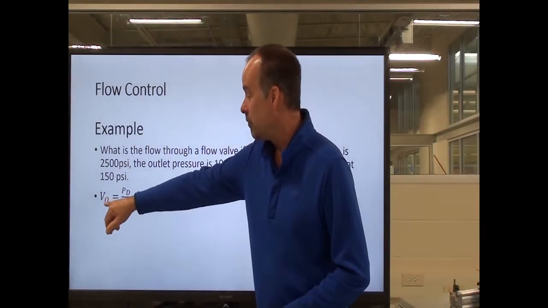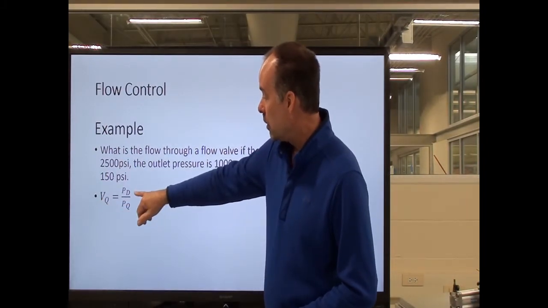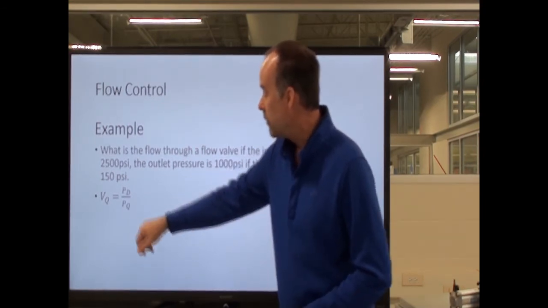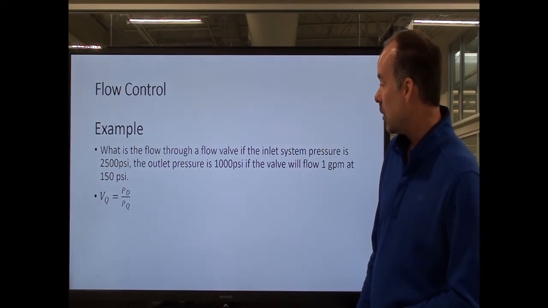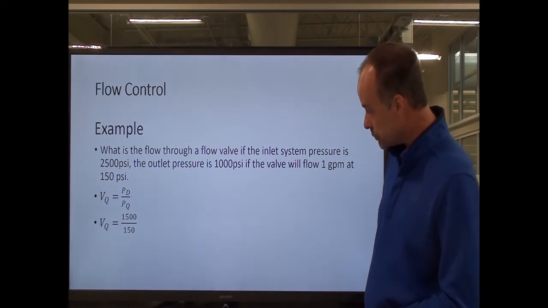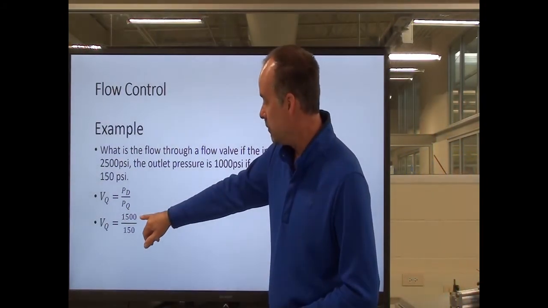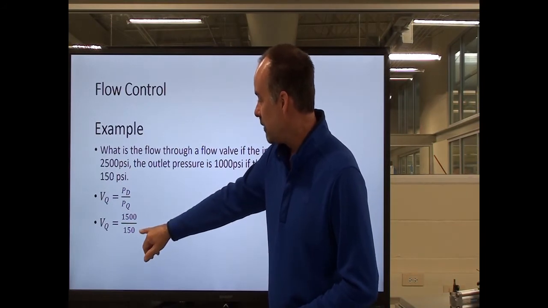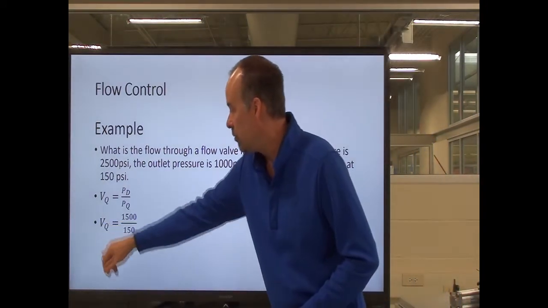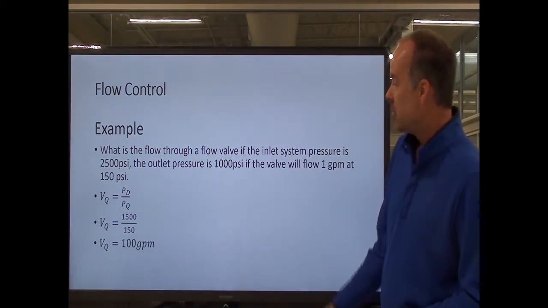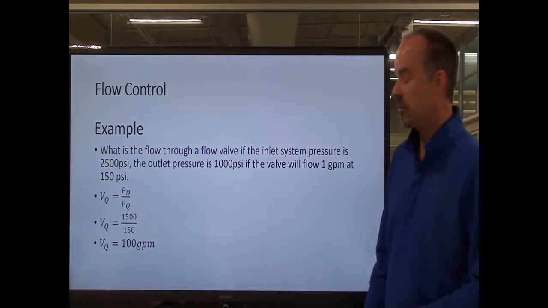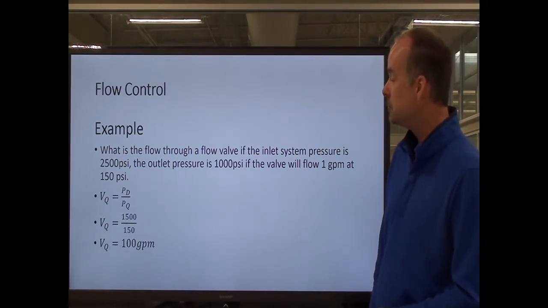Q is our volume or flow through the valve, and we define that. We take our pressure differential and divide it by our pressure to flow 1 gallon per minute. So if I take my 1,500 psi, which is my pressure differential, and divide it by the pressure it takes to flow 1 GPM, I can determine how much flow is flowing through that flow valve. So at this pressure, I'm flowing 100 gallons per minute through that flow control valve.